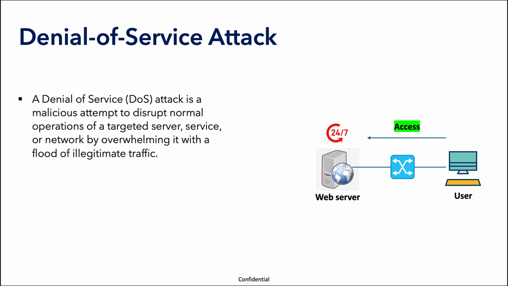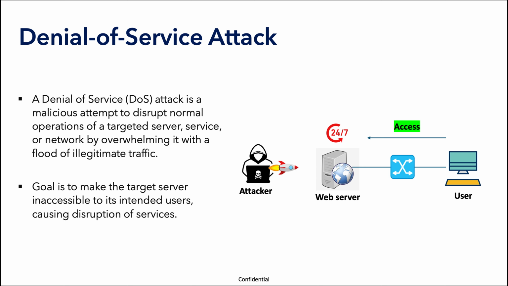So a DDoS attack is a malicious attempt to disrupt normal operation of a targeted server or service or network by overwhelming it with a flood of illegitimate traffic. So the attacker will send continuous illegitimate traffic to that server so that it becomes inaccessible. So the goal of the DDoS attack is to make the target server inaccessible to its intended users, causing disruption to normal operation of services. One such example is the SYN flood attack.